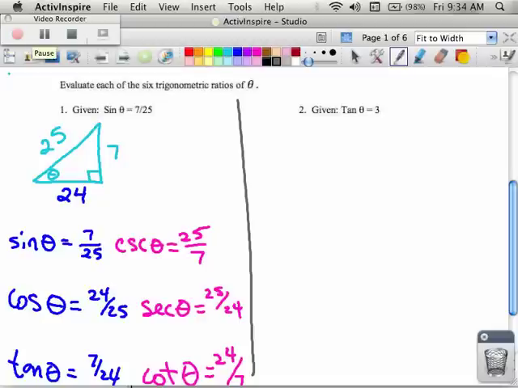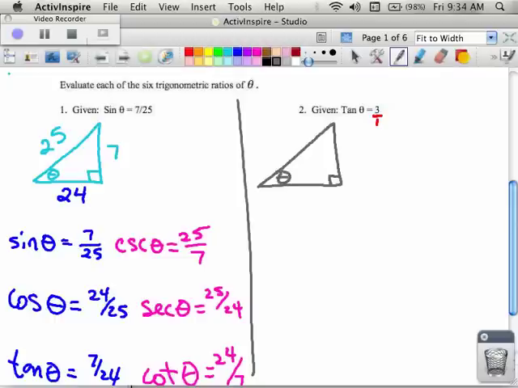Number 2. This time they give us a tangent. Oh my goodness, there's not a fraction. What number is actually on the bottom of the 3? A 1. So don't forget that. There's a 1 there. I'm going to draw my new triangle. Here it is.